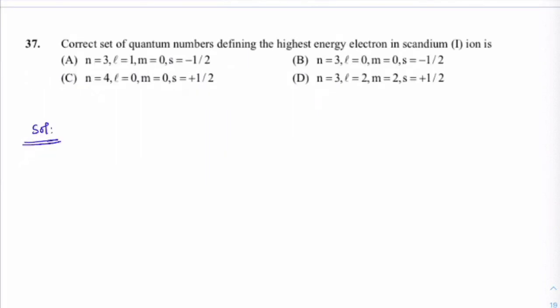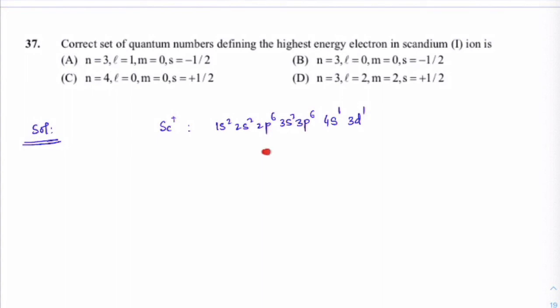See the next question, we need to find out the set of quantum numbers defining the highest energy electron in the scandium 1 plus orbital. Scandium plus, if I write the configuration here, is starting from 1s2, 2s2, 2p6, 3s2, 3p6. Now check out, we usually write it as 4s2, but one electron has gone, so it will become 4s1 and 3d1, right? So this is what we have.